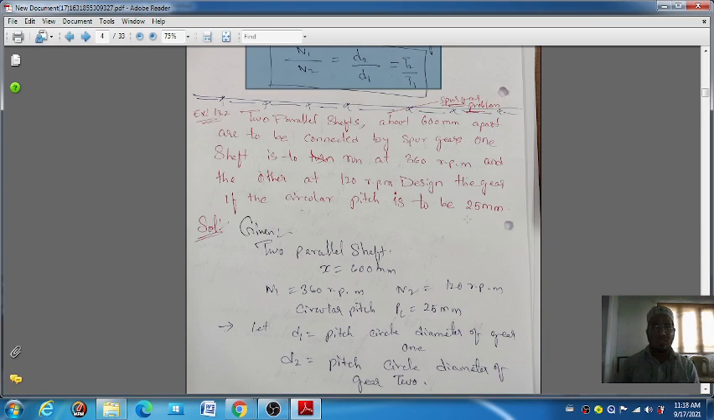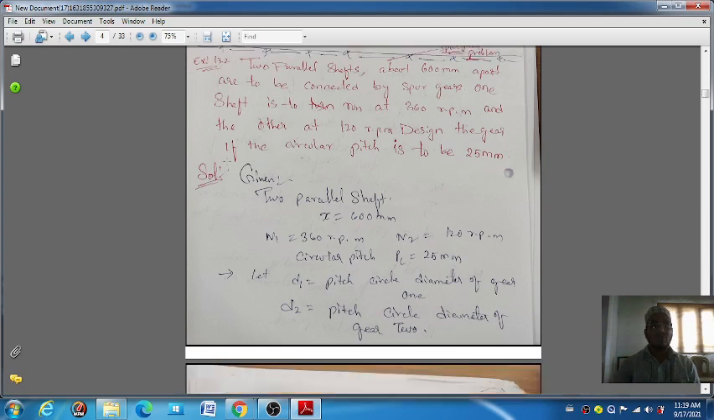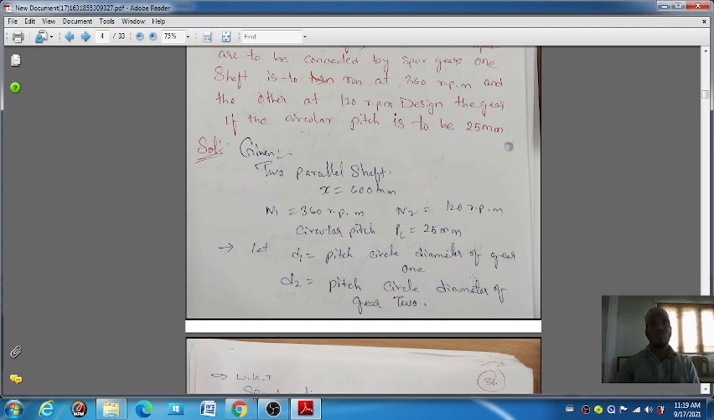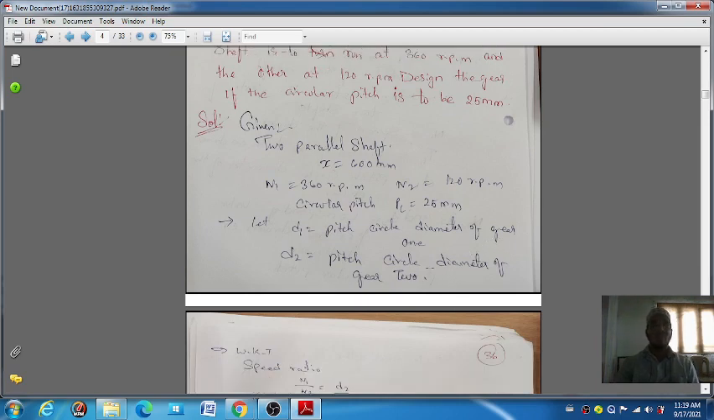Okay, circular pitch is given and both the shafts' rpm is given, and the distance between the shafts is given around 600 mm. So we have to write the given data first and then solve the problem. Two parallel shafts are given, distance x is equal to 600, n1 and n2 given, circular pitch is also given, but the pitch circle diameter is not given, so we have to suppose d1 and d2 for the first gear and second gear.